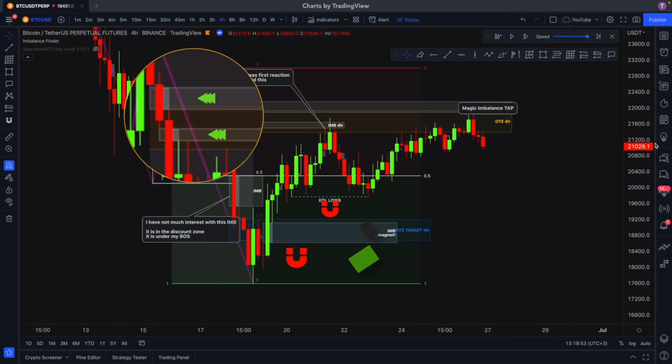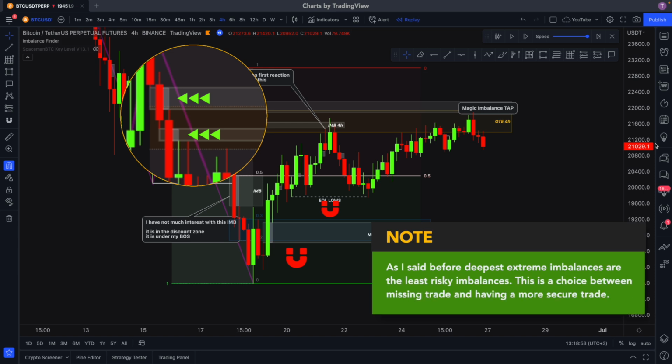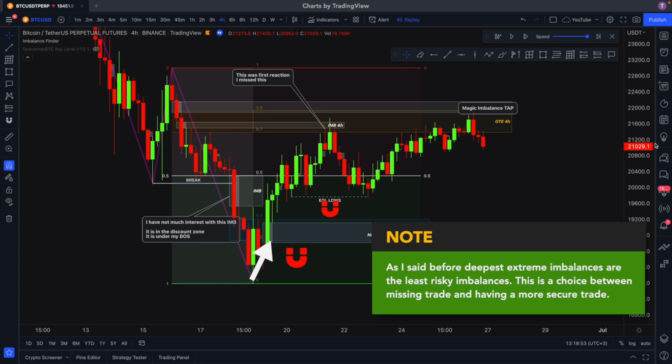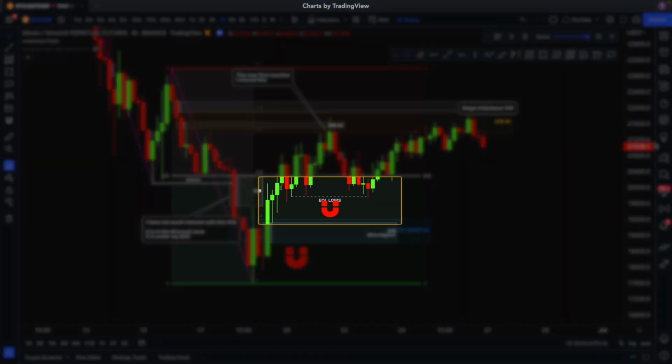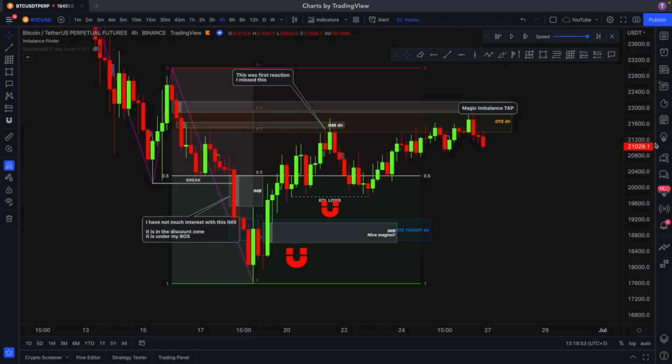As you can see here, we have two imbalances. The first reacted really well from premium zone to EQ balance. However, as I always say, the deepest extreme imbalances are the best ones. Finally, equal lows appeared here, another price magnet that will pull the price down.